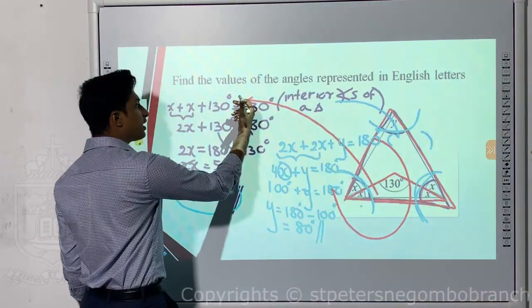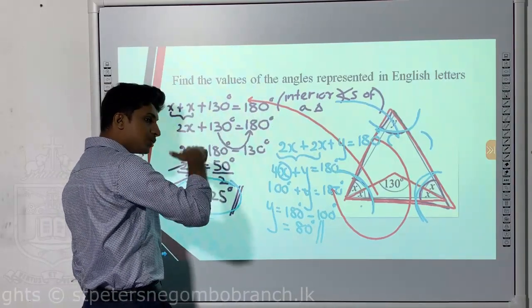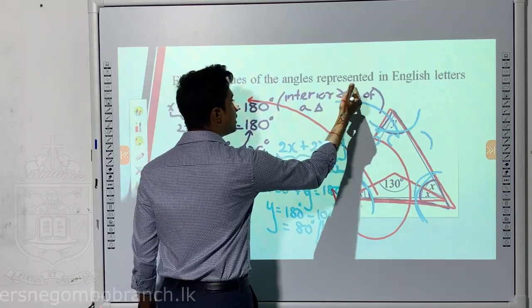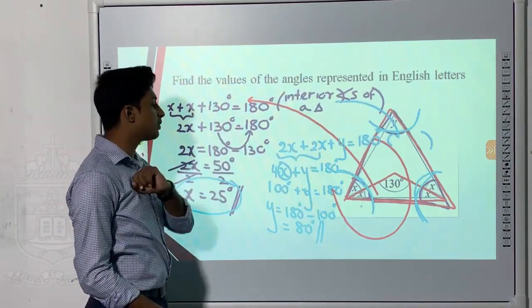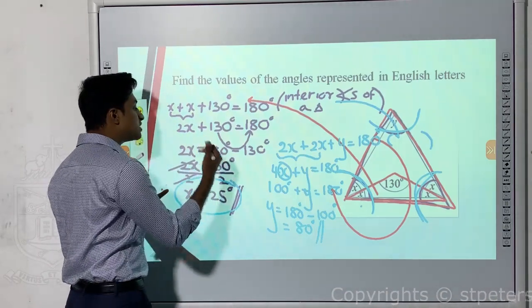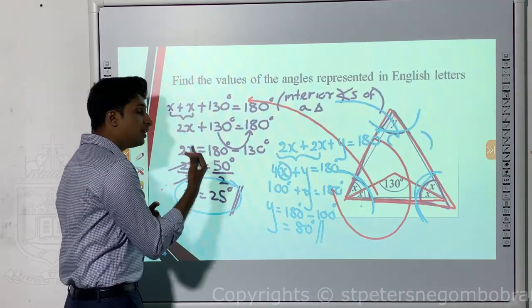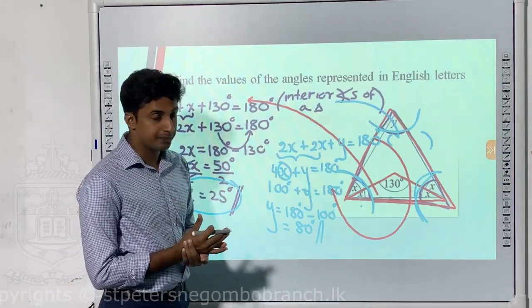From the smaller triangle, I found 2x plus 130 equals 180. How? Using the previous equation, the interior angles of a triangle. So 2x plus 130 equals 180. Then 2x equals 180 minus 130. Then 2x is equal to 50. Then divide both sides by 2, then the x value will be equal to 25.